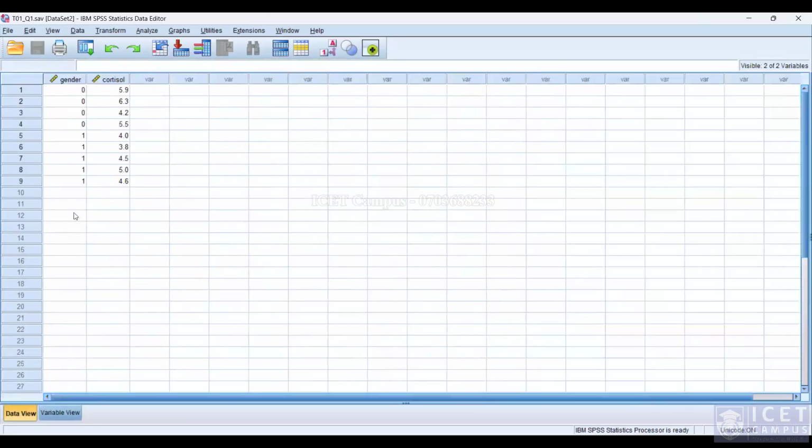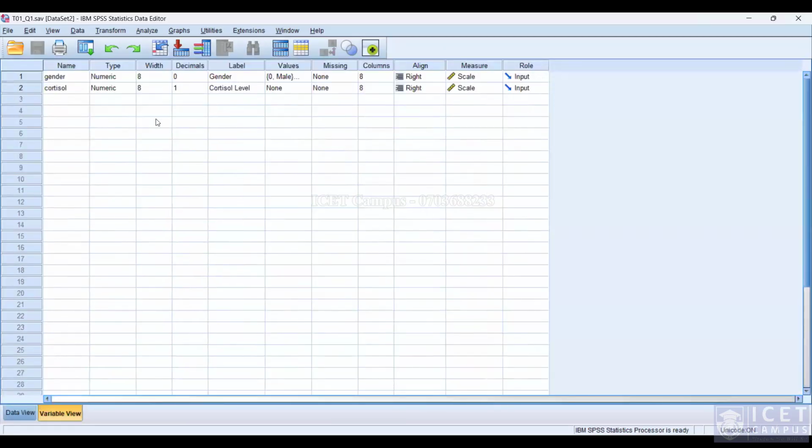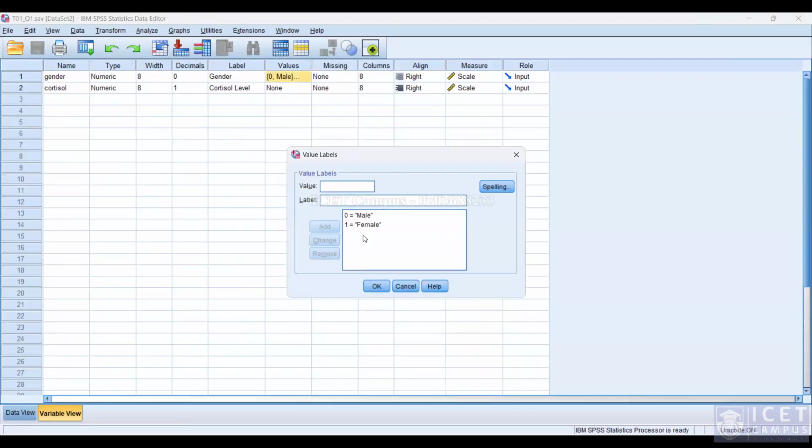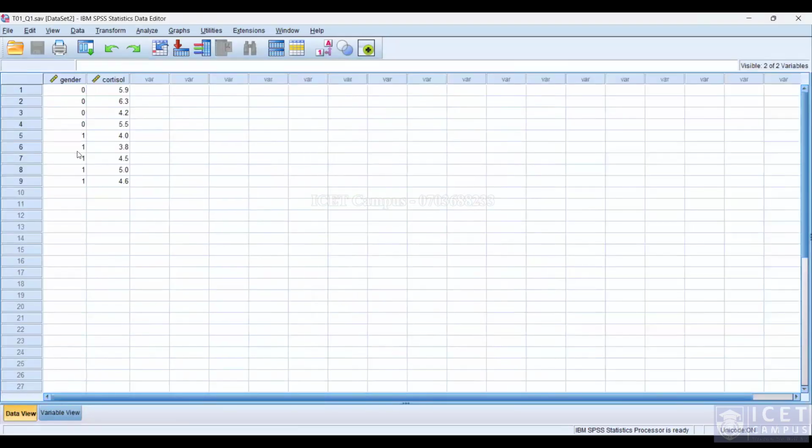So in the data view, for gender I defined 0 for male and 1 for female. Then here we can enter the data, these zeros for the female, 1 for male, right? Then as we know, we need to follow the independent sample t-test, right?